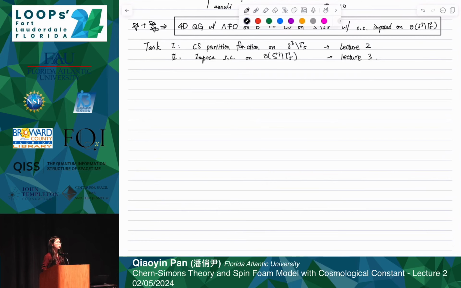Okay, in this lecture, we'll focus on task one. So it's the Chern-Simons partition function, and now it's on three-manifolds. For this moment, I want to invite you to forget about 4D, and we will only focus on 3D in this lecture.